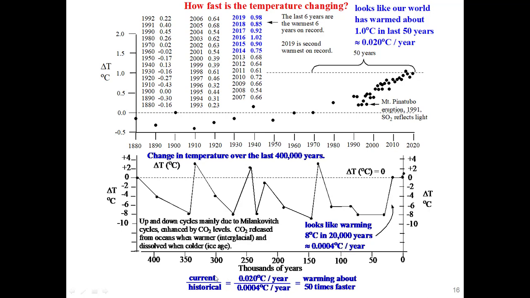If I divide the current increase that I pointed out up here, 0.02, by historical, that would be about 50 times faster in terms of what we're doing right now, in terms of the warming that people are doing. Now, it could be less. Maybe my numbers are off, so maybe it's 20 times. But even if it's 20 times, that's still an incredible increase in temperature for what we're doing compared to what geological time does.